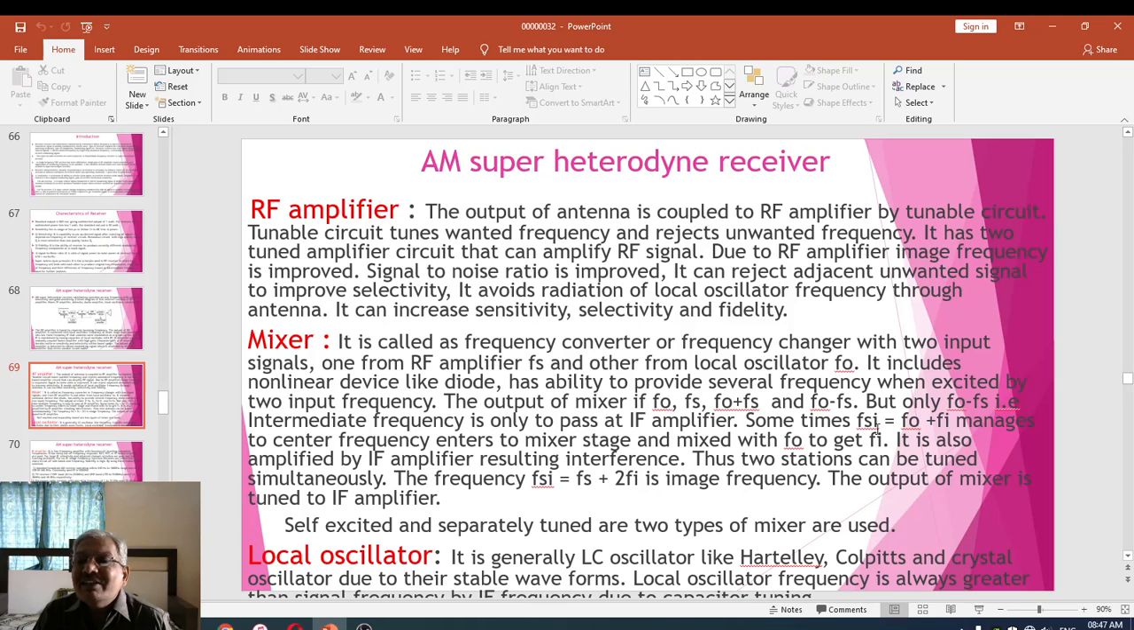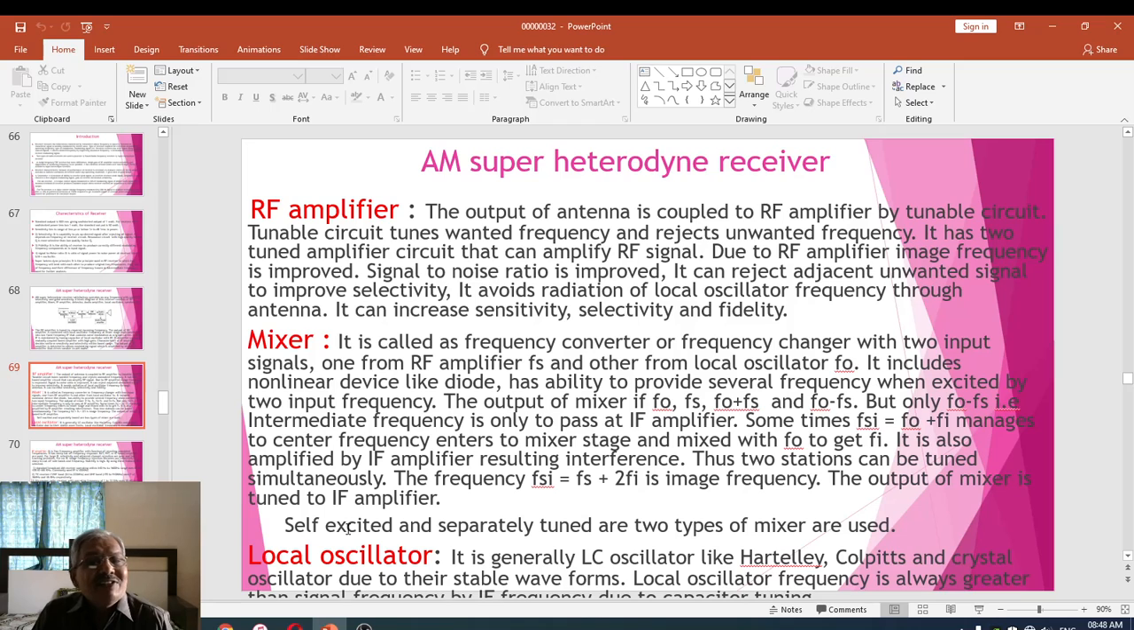Sometimes Fsi is equal to Fo plus Fi. This frequency enters the mixer stage and is mixed with the Fo so as to get the Fi. It is also amplified by the IF amplifier, resulting in interference. Thus, maybe two stations are going to be tuned simultaneously. The frequency Fsi, equal to Fs plus 2 times Fi, is known as the image frequency. The output of the mixer is tuned to the IF amplifier.